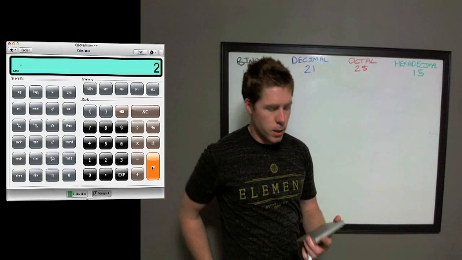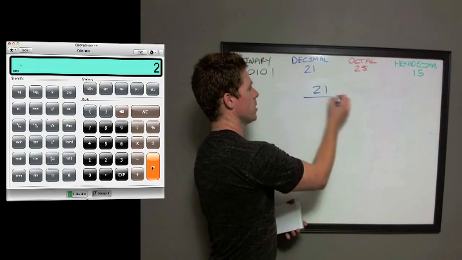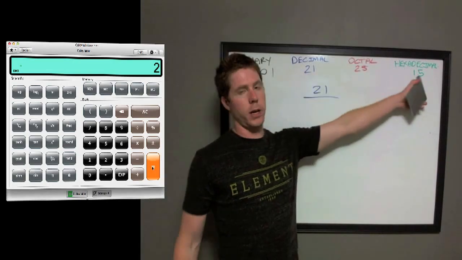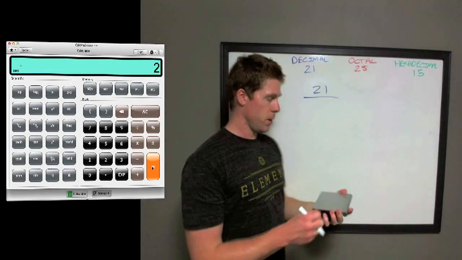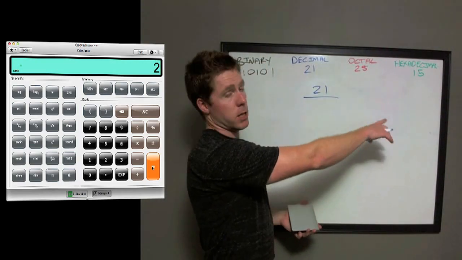Let's move on to hexadecimal, which is our last one. So we're dealing with 21 decimal. We're going to hexadecimal. Anytime we're going from decimal to hex, we use the divide by method. So 21 divided by the base number, which is 16.